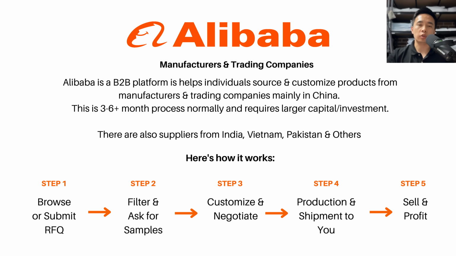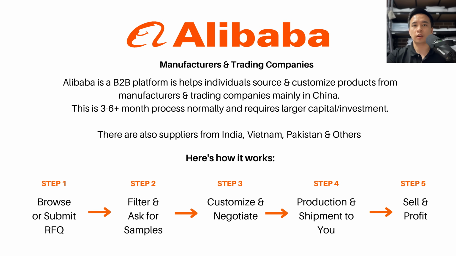So basically what you can do is browse the website or submit a request for quotation. You can list out everything that you want and submit that, which I'll show you in a second. Then you can filter it and ask them for samples. After getting the samples, you can negotiate and ask them, can they customize this? Can they customize that? Obviously, that's going to add a lot more cost and probably a lot more time as well. And then after that, you can get to production, and they'll need to produce that and ship it to you or ship it to your third-party fulfillment center. Then you can add that product to your website.